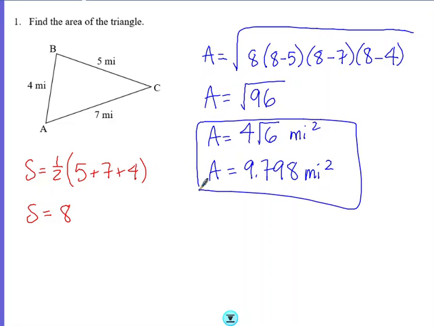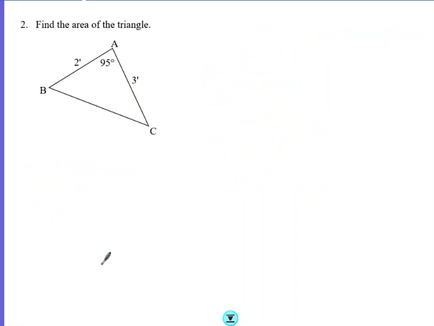Let's look at another example. We want to find the area of this triangle, but this time instead of being given all three sides, we are given 2 sides and the included angle. So in this case, we're going to have to use the law of cosines to find the third side before we can use Heron's formula.